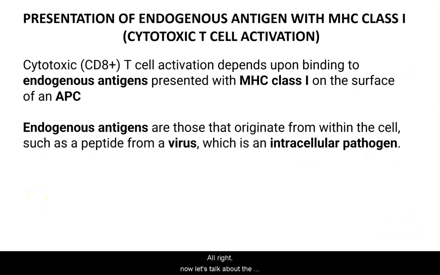All right, now let's talk about the cytotoxic T cells, the CD8 positive T cells. So their activation is going to rely on endogenous antigens presented to them with MHC class I molecules. Endogenous antigens are going to be antigens originating from within the cell. So things like a protein fragment from a virus. Remember, a virus is an intracellular pathogen.